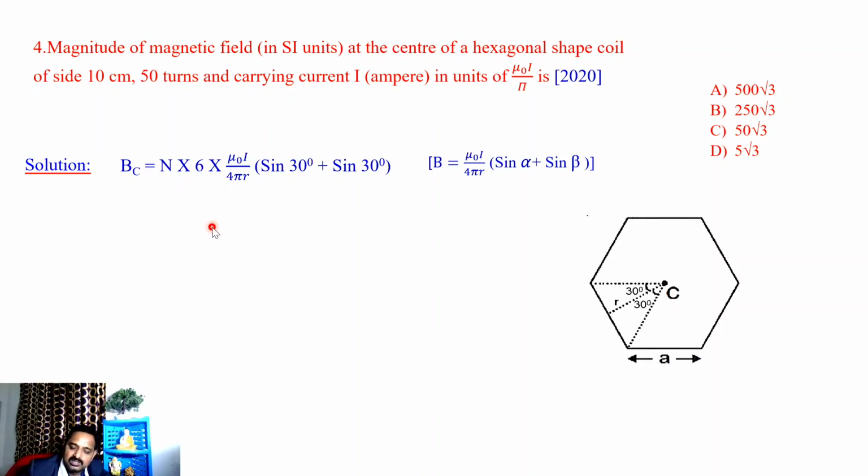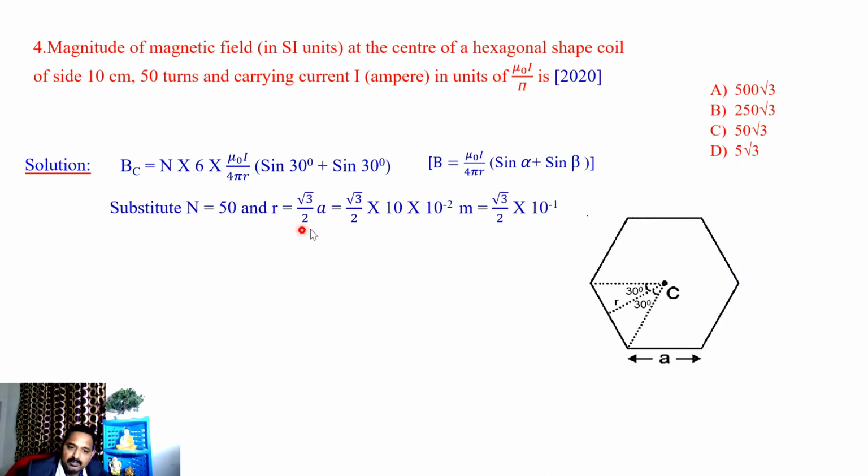Now if you substitute all this, in place of N we substitute 50 turns, and R means the distance of the point from this side in this equilateral triangle. R means the height of this triangle, so that is root 3 by 2 a. Here N means 50 turns, R means root 3 by 2 a. A means the side here. How much have they given? They have given 10 centimeter, that is 10 into 10 power minus 2 meter. I converted into meter, so I got root 3 by 2 into 10 power minus 1, my dear student.